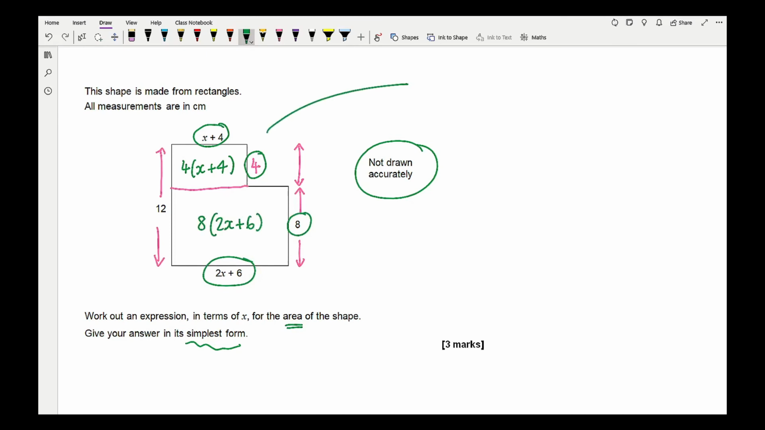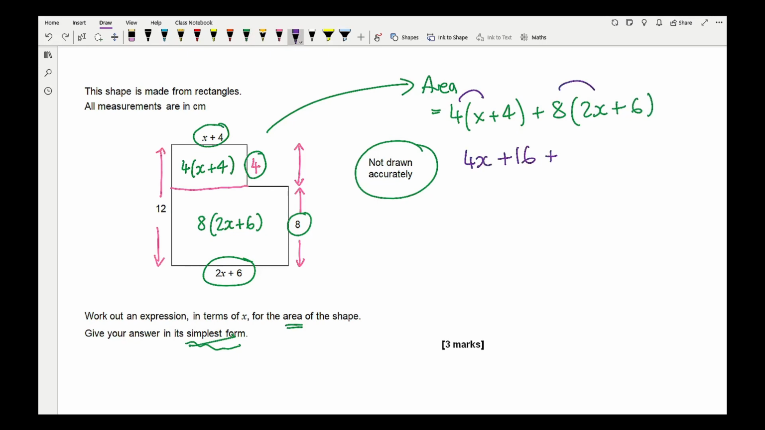Now to work out the area, I'm going to add those 2 areas together. So that's going to be 4(x plus 4) plus 8(2x plus 6). Now, because the question's asked me to write it as simply as possible, I need to expand those brackets. So expanding those brackets, I get 4x plus 16 plus 16x, and not forgetting that, plus 48.